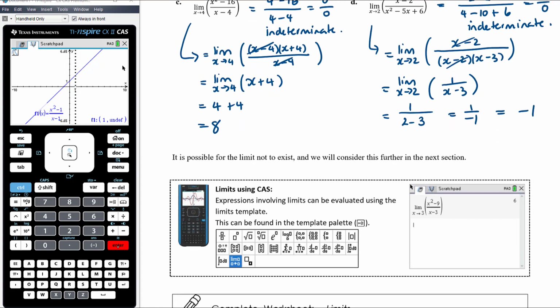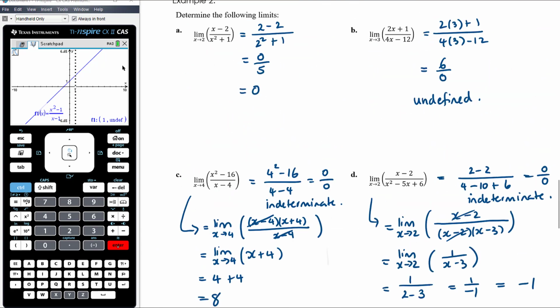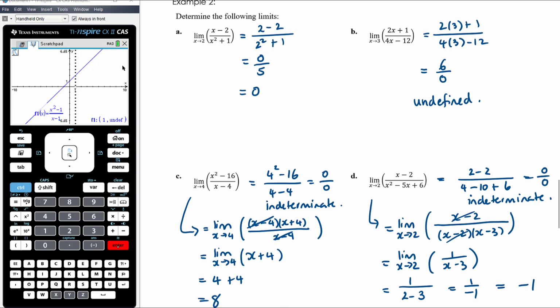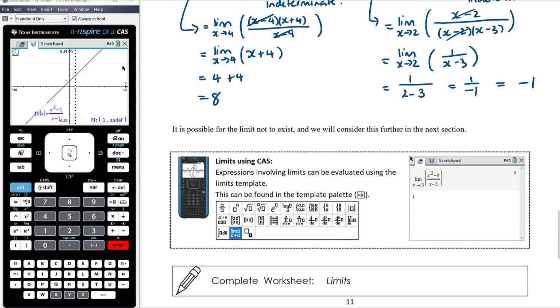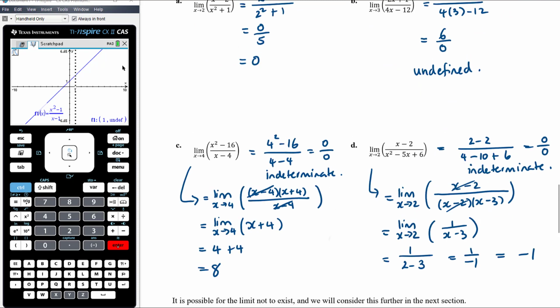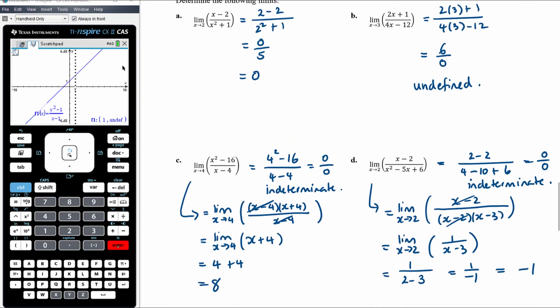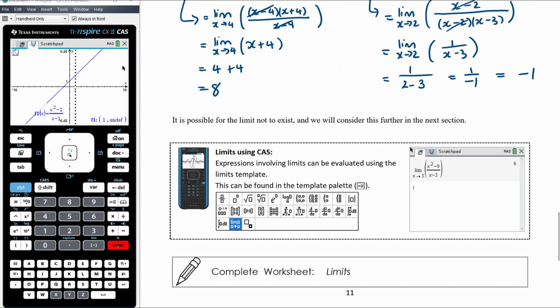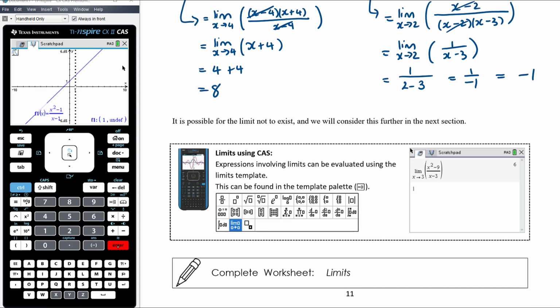It's possible for the limit not to exist, and we've seen that happen in part B. It's an undefined limit in part B. We can't manipulate it. It's not an undefined limit in part A here. The limit is 0, but in part B we have an undefined limit. So it's possible for it not to exist, and we'll have a look at that further in the next section.